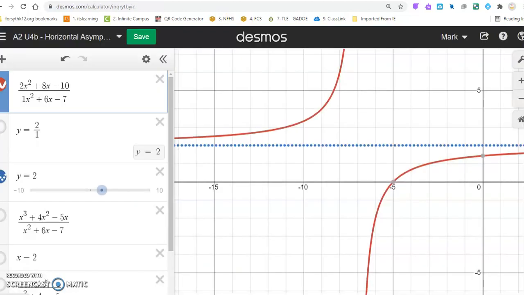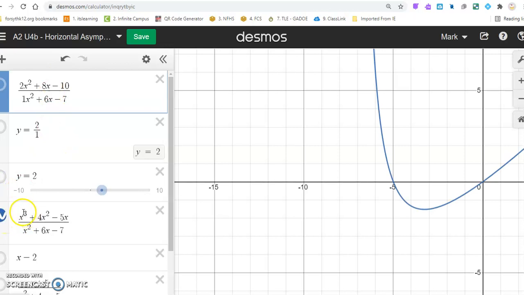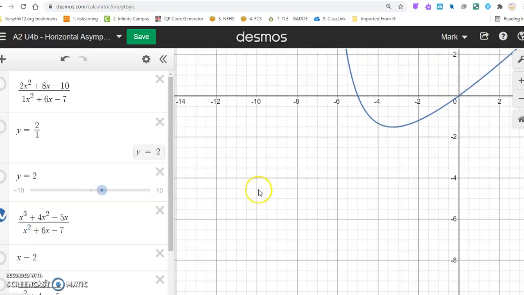Another kind, let me hop back over here to Desmos and take these off. That was where the degrees were the same. Here's an example, and I hope you quickly see that the degree is to the 3rd power in the top one, and it's only to the 2nd power there. So we call that one top heavy. And the asymptote on that one for horizontal, well, it's actually not there.